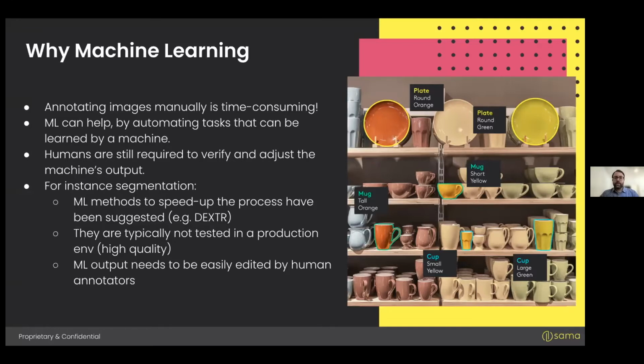And so there is some existing thinking around this, particularly within instance segmentation use cases. There are ML methods to speed up the process that have been suggested. We're going to look at the Dexter model in particular a little bit later in the presentation. However, they're not typically tested in a production environment, both at scale as well as at the quality bar that's needed in a training data production environment. And it's really important that the ML output can be easily edited by human annotators.